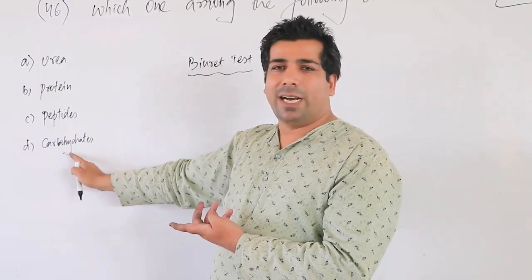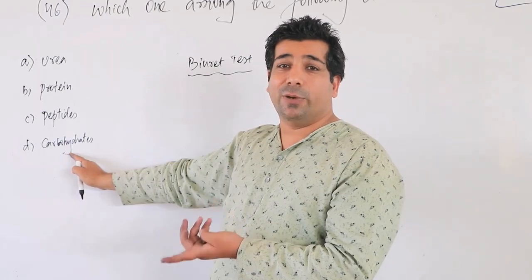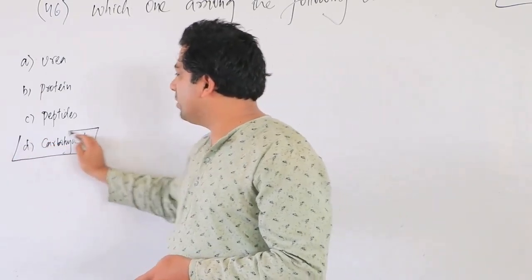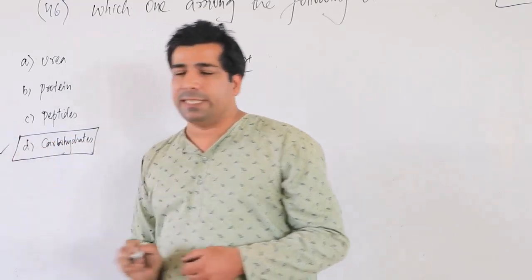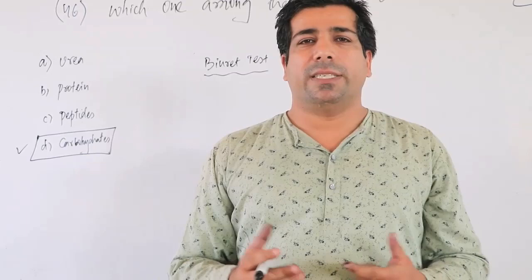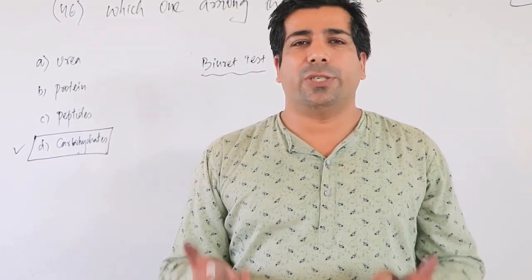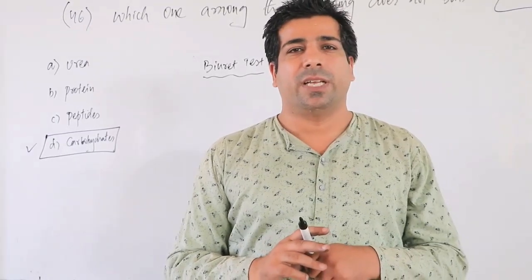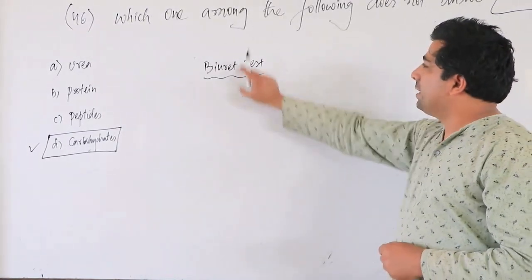But carbohydrate does not contain CONH group. So this carbohydrate will not answer the biuret test. Carbohydrates will not give biuret test because they do not contain CONH groups. CO and NH groups it does not contain. So please, my dear friends, let's have a look here.